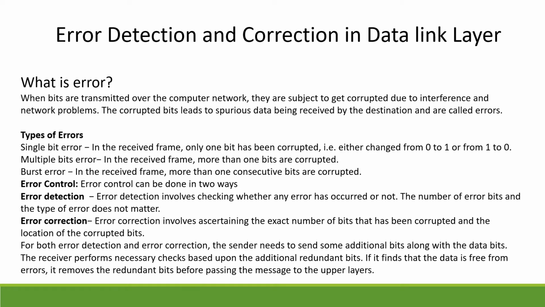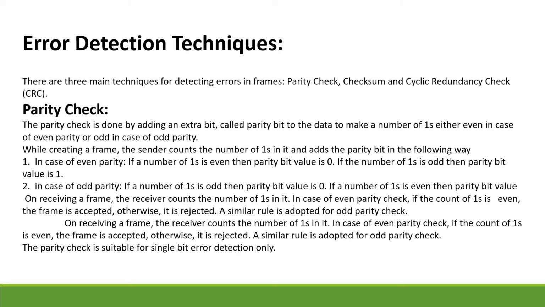For both error detection and error correction, the sender needs to send some additional bits along with the data bits. The receiver performs necessary checks based upon the additional redundant bits. If it finds that the data is free from errors, it removes the redundant bits before passing the message to the upper layers.